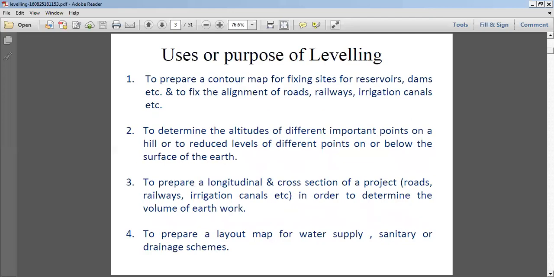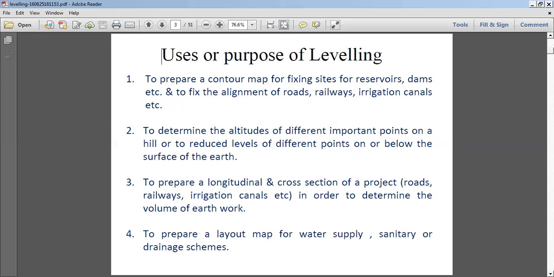So next is, what is the purpose of leveling? There are a number of purposes of leveling works. First is we can prepare a contour map, which is generally used in hilly areas. In a contour map, it shows where there is a hill, valley, depressions, embankments. So these are the features which we can show on a contour map, and which is basically used for fixing the site for a dam, etc.